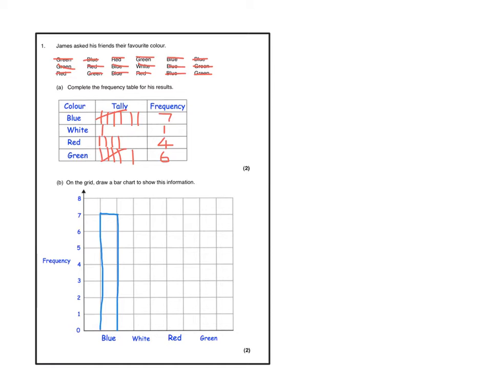and you'll notice how I've left a gap here, and I'm also going to leave a gap here as well. So the next is white, and the white was 1. Next up was red, and that was 4. And the last one was green, and that was 6.